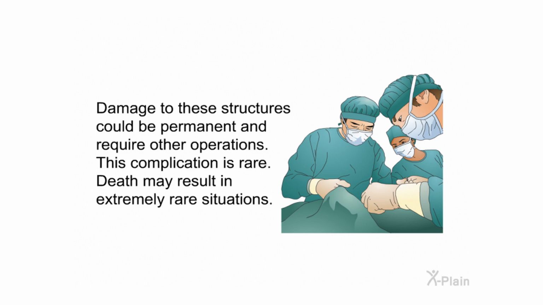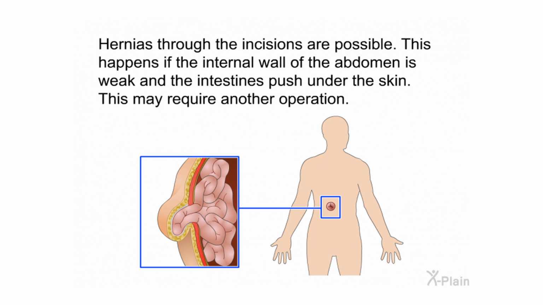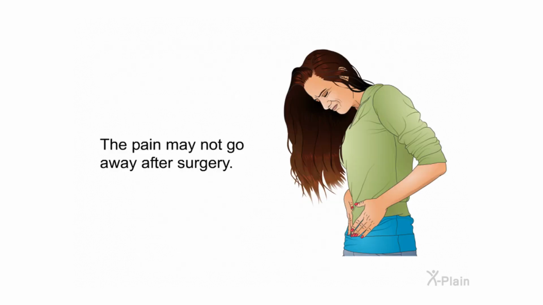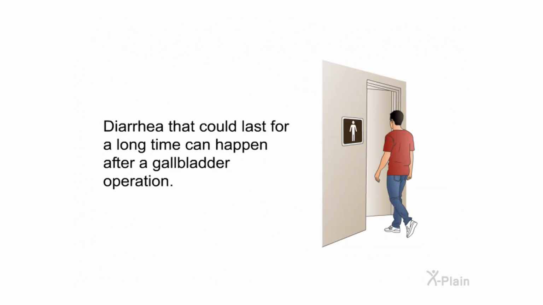This complication is rare. Death may result in extremely rare situations. Hernias through the incisions are possible. This happens if the internal wall of the abdomen is weak and the intestines push under the skin. This may require another operation. The pain may not go away after surgery. Diarrhea that could last for a long time can happen after a gallbladder operation.